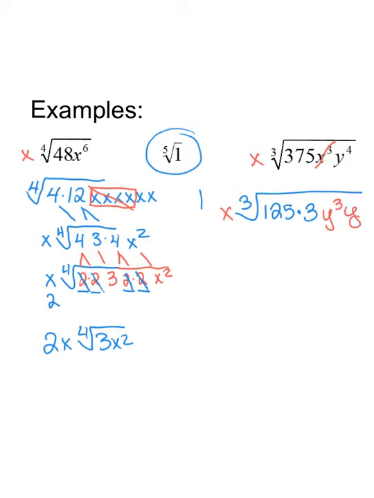Now, if I take my perfect cubes out, the cube root of 125 is 5. The cube root of y to the 3rd is y. So in front, I have a 5, an x, and a y. Under the cube root sign, I have a 3 and a y.